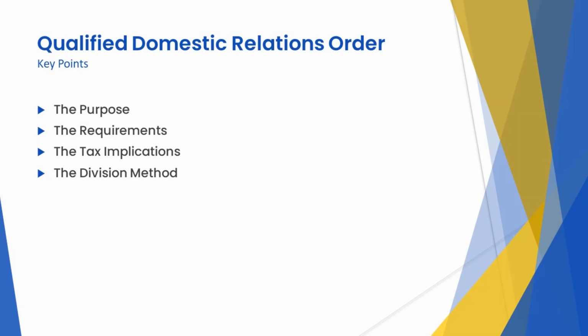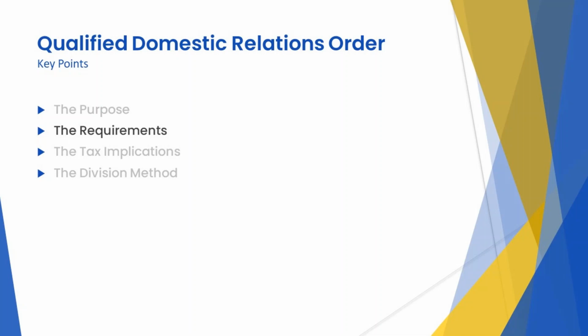Key points about QDROs include the purpose, the requirements, tax implications, and the division method. QDROs are designed to ensure that retirement benefits earned during a marriage are properly divided in the event of a divorce or legal separation. They help to safeguard the non-employee spouse's right to a share of the retirement benefits accumulated during the marriage.